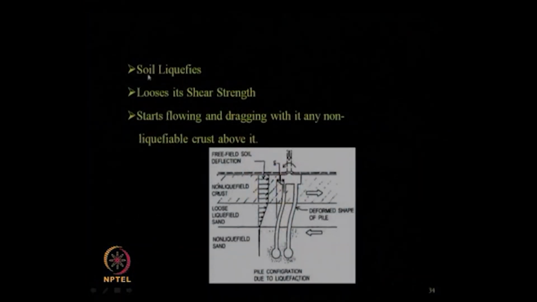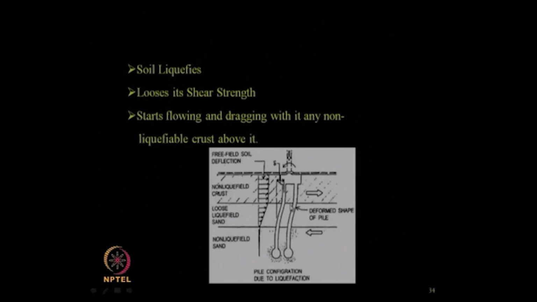This is again from the GRA proposal: soil liquefies, it loses its strength and starts flowing and dragging with it any non-liquefiable crust above it. So, this is a non-liquefiable soil, then liquefiable soil, then again non-liquefiable soil. When there is free field soil deflection, this is the free field when there is no structure available. That gives us the kinematic interaction, as I was telling, and on the inertial portion or the structural component, whatever the seismic load is acting gives us the inertial movement or inertial displacement or inertial bending.